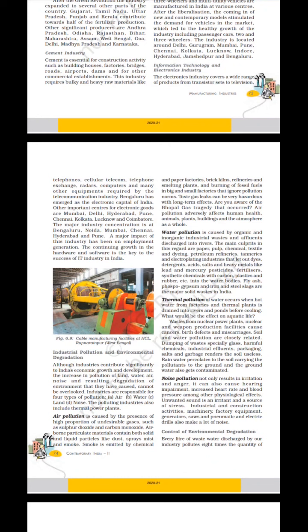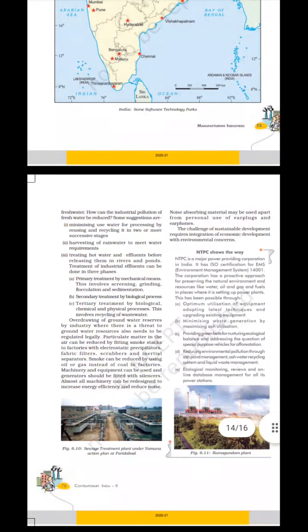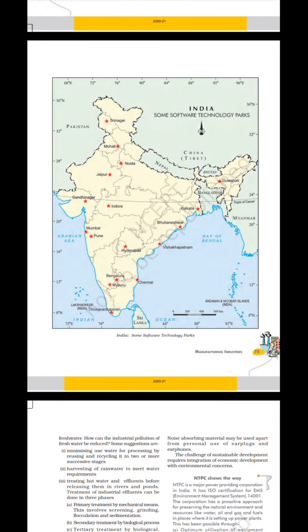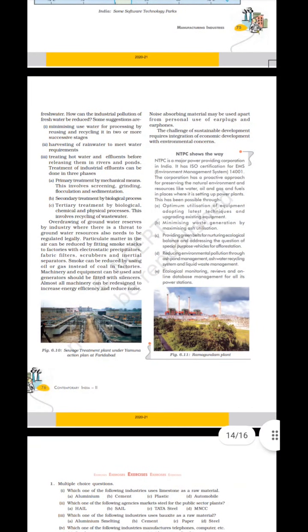Control of environmental degradation. Every liter of wastewater discharged by our industry pollutes 8 times the quantity of fresh water. Take a look at this map. India. Some software technology parks. How can the industrial pollution of fresh water be reduced?